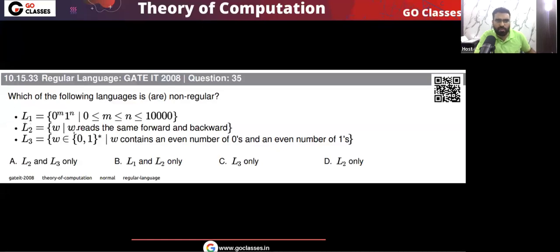Yes or no? L2 is palindrome. W reads the same forward and backward. Okay, look at L2. This is basically your palindromes. Yes or no? All palindromes. This is the set of all palindromes.